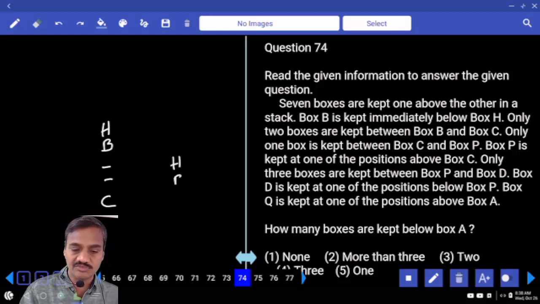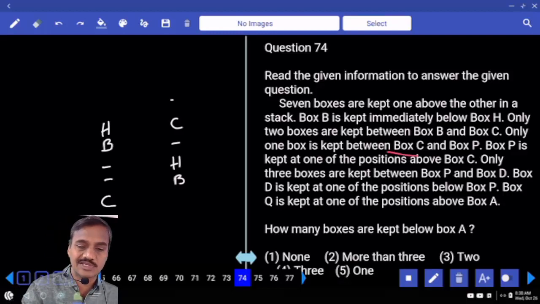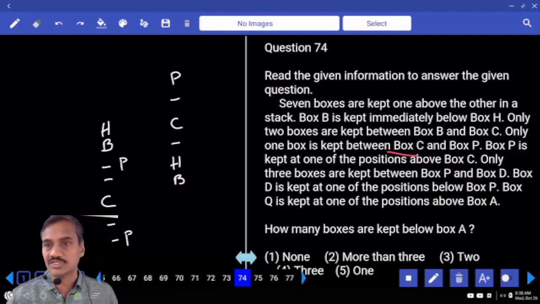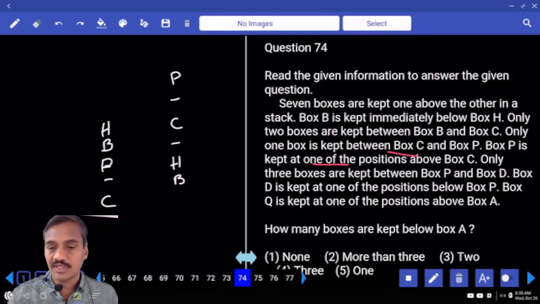And the next case, H and B were here. And there are exactly 2 boxes between B and C. Only 1 box is in between C and P. Now in between C and P, there must be exactly 1 box. In this case, P is here. Now in this case, 1, 2, 3, 4, 5. And P can be either here or here. There are 2 possibilities. And next one, P is kept at one of the positions above C. Yes, P is kept at one of the positions above C. And so where is this one? C, P must be at this place. In the first case, we have only 5, and in the second case, we have some 6.